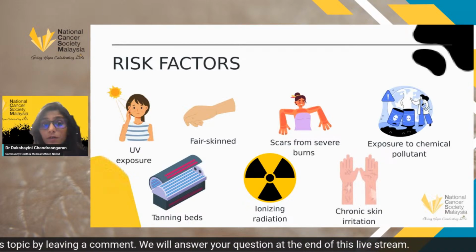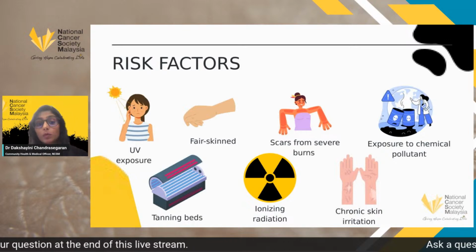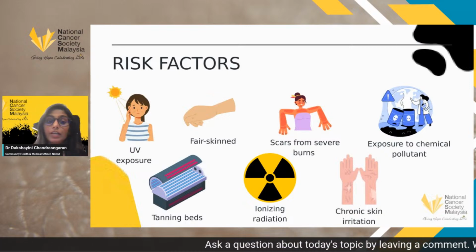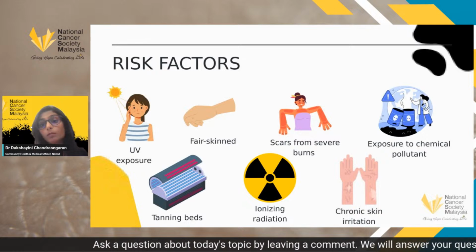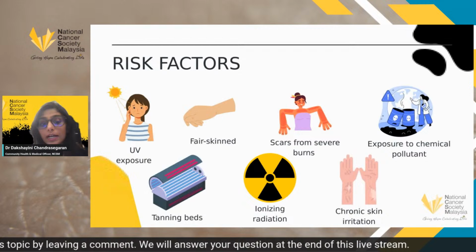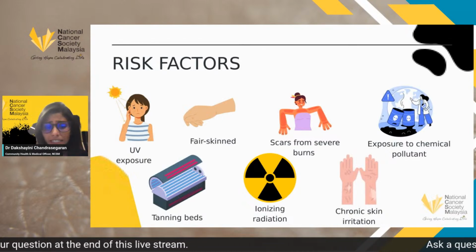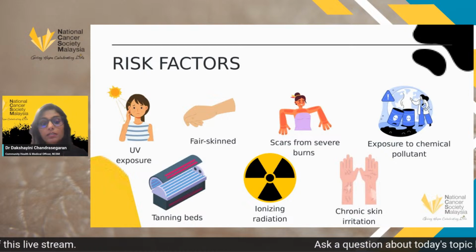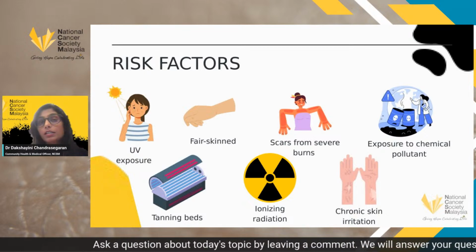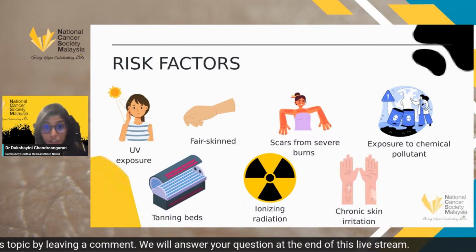Next would be scars from severe burns. They also make you more susceptible. Why? Because when your skin regenerates, it doesn't always regenerate normal skin structure, and this would lead to abnormal cell growth. Exposure to chemical pollutants such as arsenic, nitrites, and coal also introduces carcinogens that can damage your skin cells. Ionizing radiation, either from medical treatments or environmental sources, can lead to DNA damage as well. Chronic skin irritations such as psoriasis and eczema can create an environment that's very conducive to cancer cell changes.